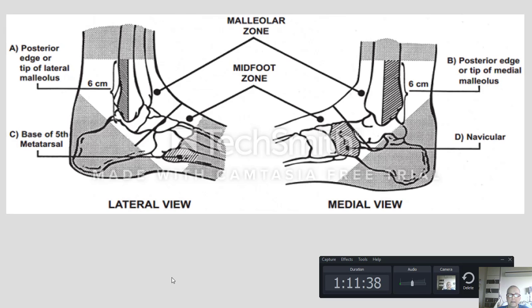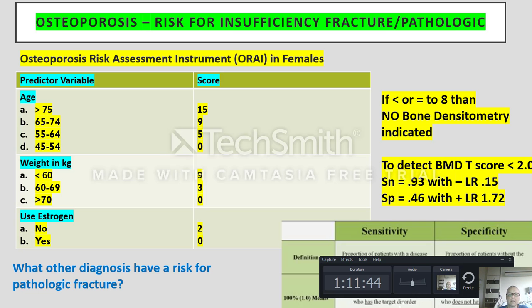And that's the ankle again. Okay. Osteoporosis, risk for insufficiency fracture, pathologic. Osteoporosis risk assessment instrument in females.